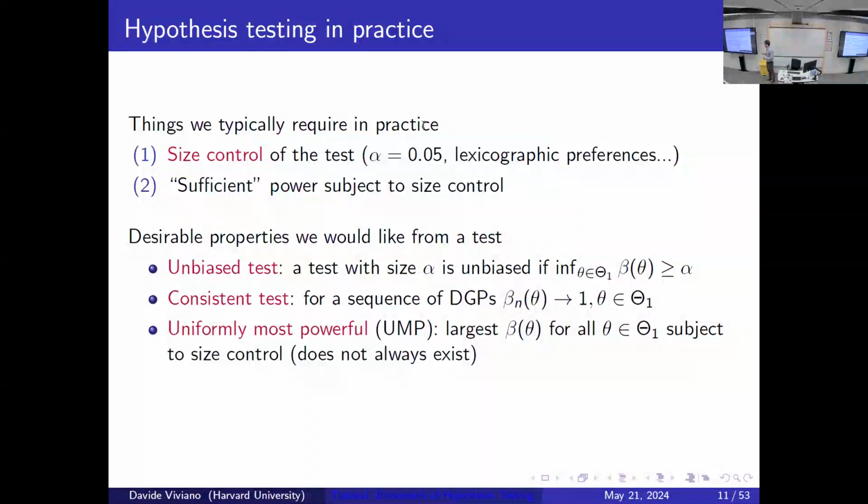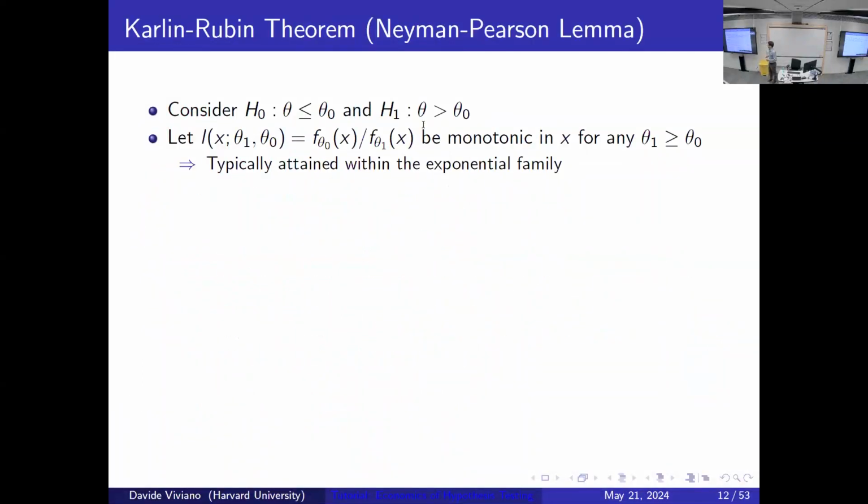And maybe we would like some test that, in some sense, is uniformly most powerful. So compared to other tests which control the same level alpha, this test is going to be more powerful across all choices of parameters. And so these are just some definitions. So the first question is, how do we choose the alpha test?